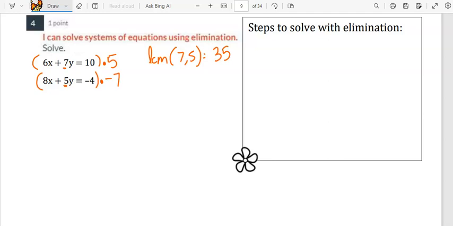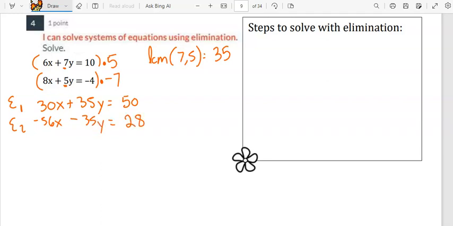So once you do that, we get 30x plus 35y equals 50 for our new equation 1. For our new equation 2, we have -56x minus 35y equals +28. From here, we will combine the equations together.